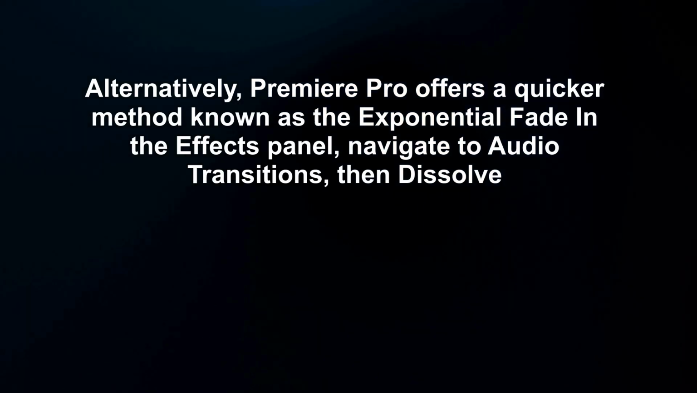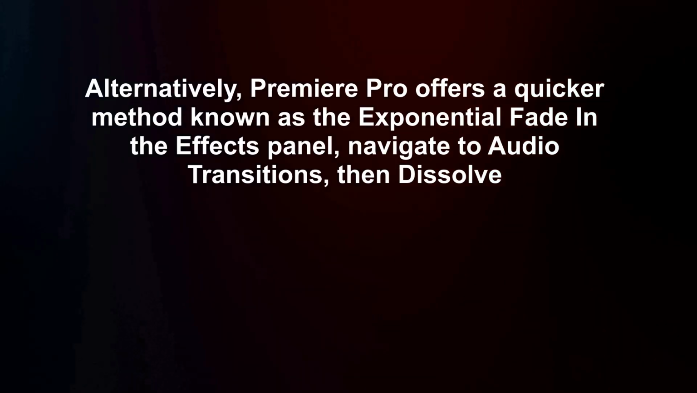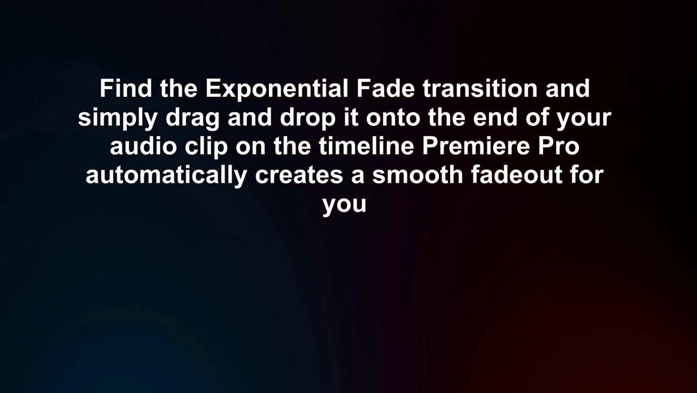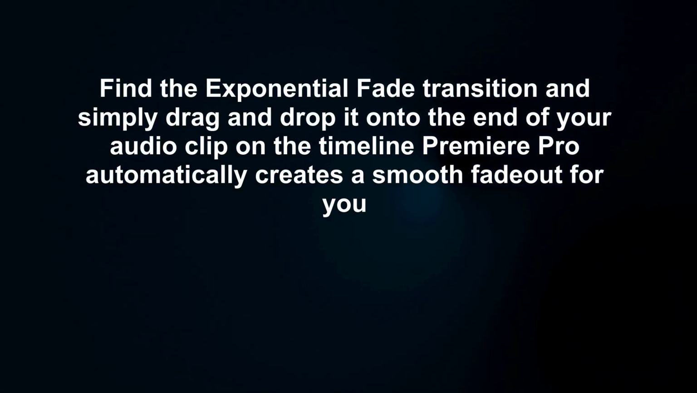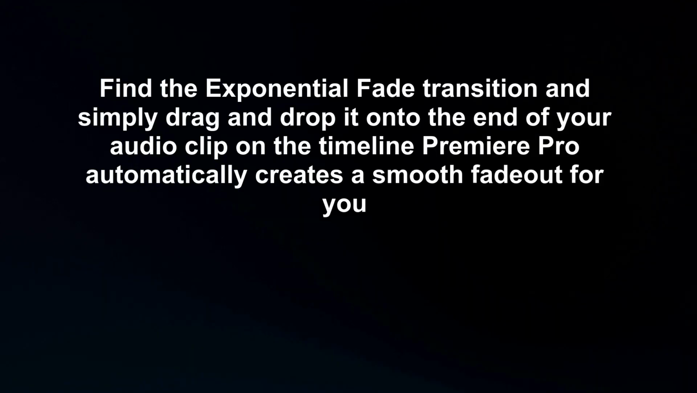Alternatively, Premiere Pro offers a quicker method known as the Exponential Fade in the Effects panel. Navigate to Audio Transitions, then Dissolve. Find the Exponential Fade transition and simply drag and drop it onto the end of your audio clip. On the timeline, Premiere Pro automatically creates a smooth fade-out for you.